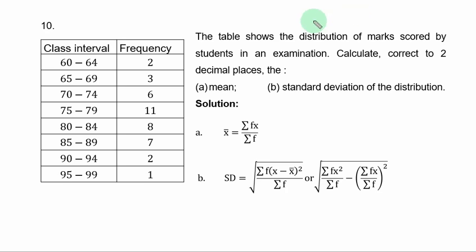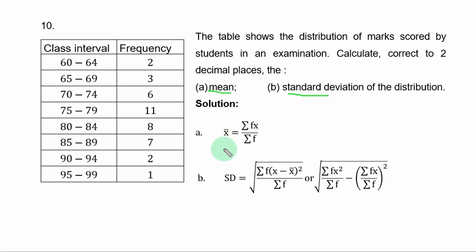Question 10. The table shows the distribution of marks scored by students in an examination. Calculate, correct to 2 decimal places, (a) the mean, (b) the standard deviation of the distribution.